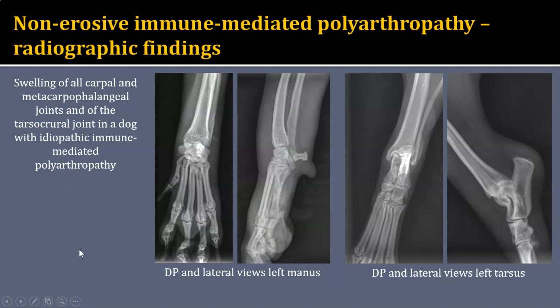And this is our last patient that has orthogonal views of the left manus and the left tarsus. This patient is a little bit different breed, and so all of the soft tissues are a bit thicker than we are used to looking at.